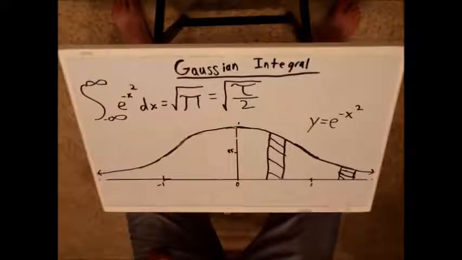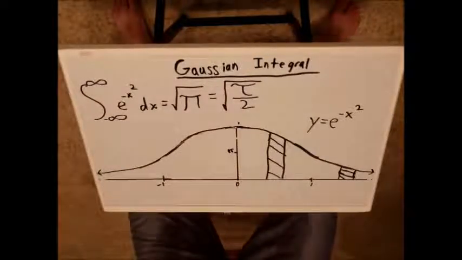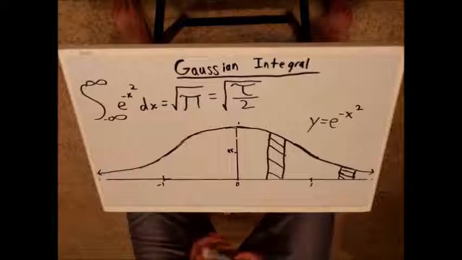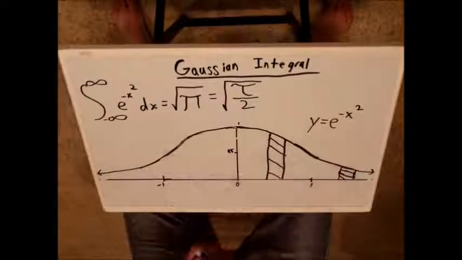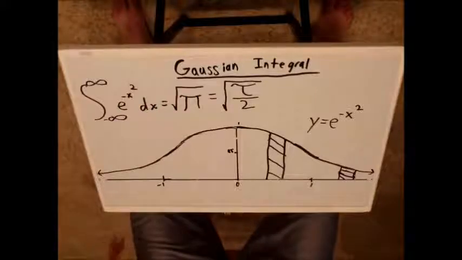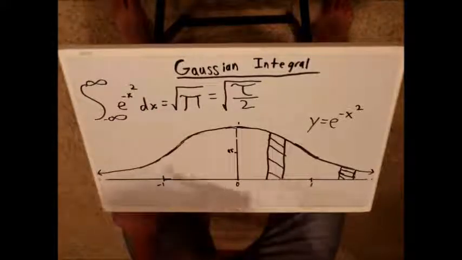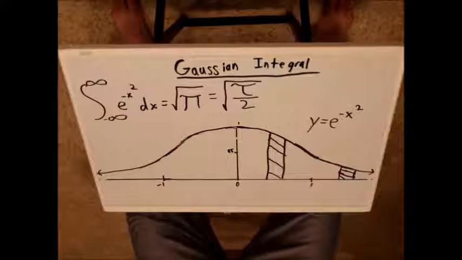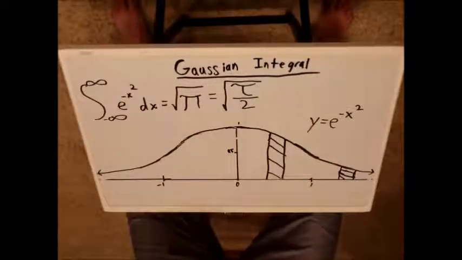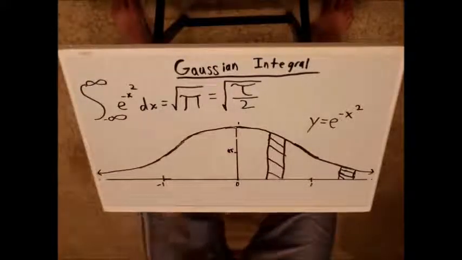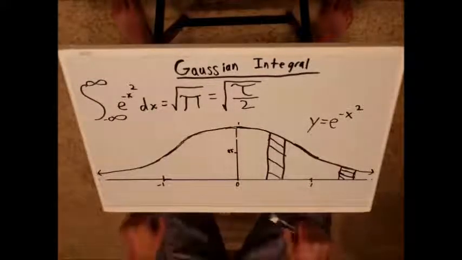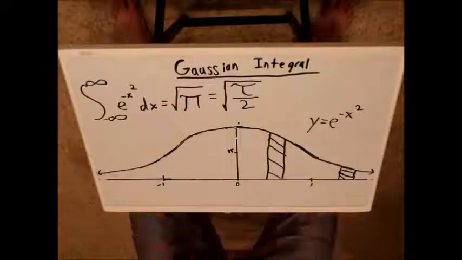Hello, this is going to be a short video going over the Gaussian integral. If you don't already know what the Gaussian integral is, it is the integral from negative infinity to positive infinity, so over all real numbers, of e to the negative x squared dx. Interestingly, it is equal to the square root of pi. Although, of course, we're going to be looking at this in terms of tau.